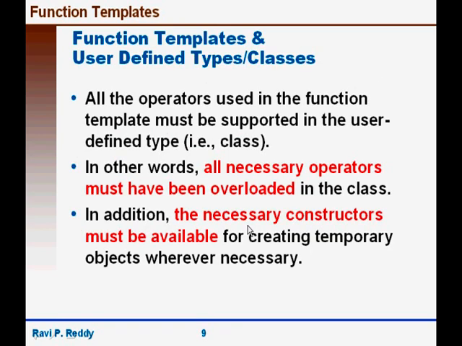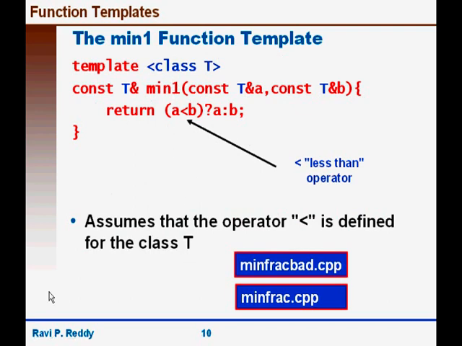Function templates and user-defined types and classes. All the operators used in the function template must be supported in the user-defined type or the class. In other words, all the necessary operators must have been overloaded in the class. In addition, the necessary constructors must be available for creating temporary objects wherever necessary. What does this mean? What does this mean in practical terms?